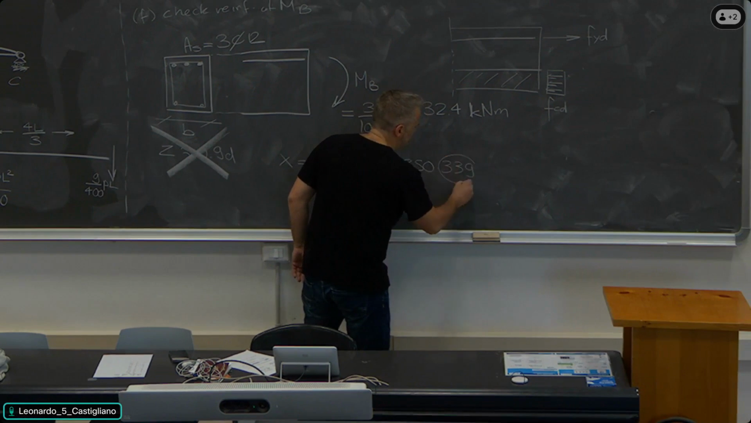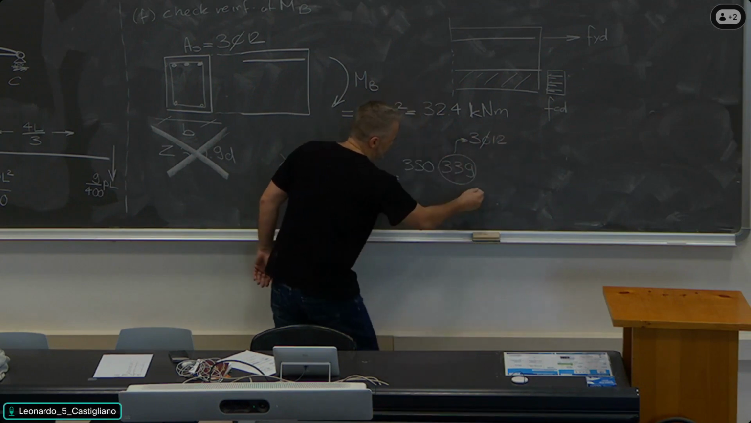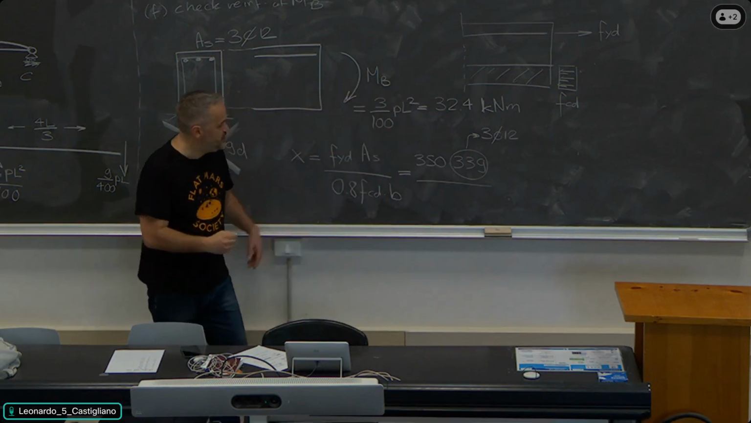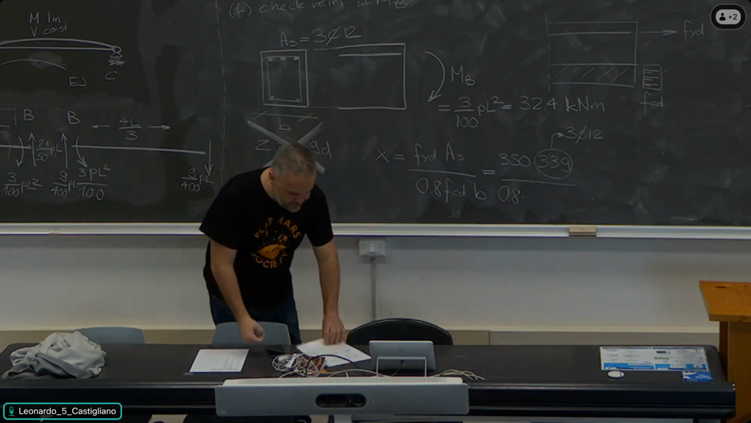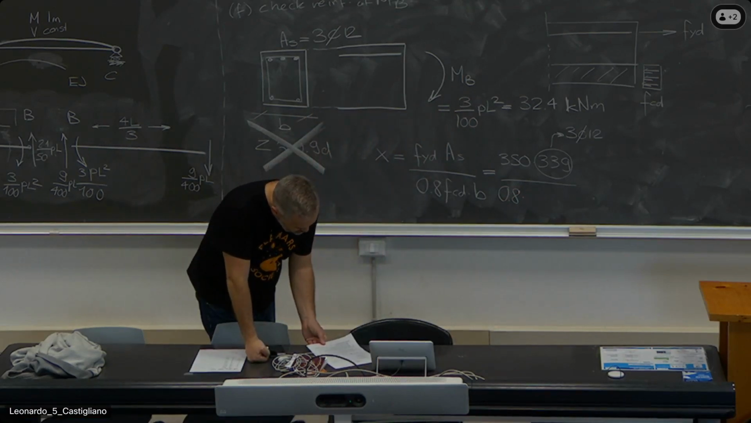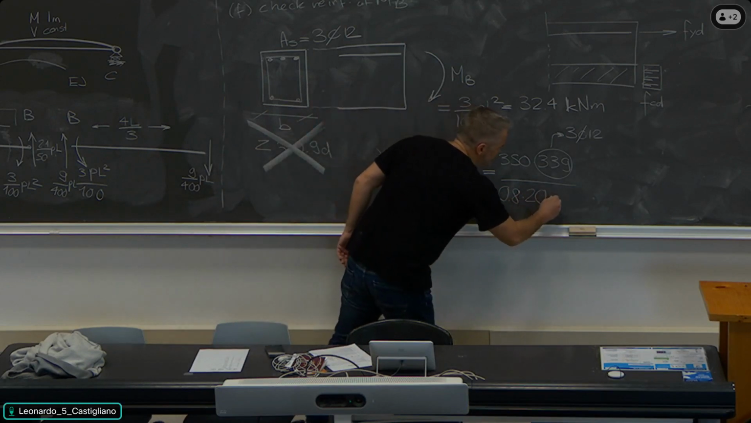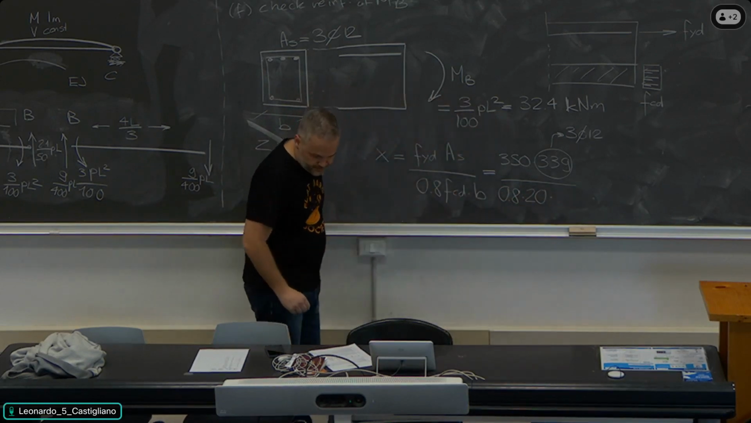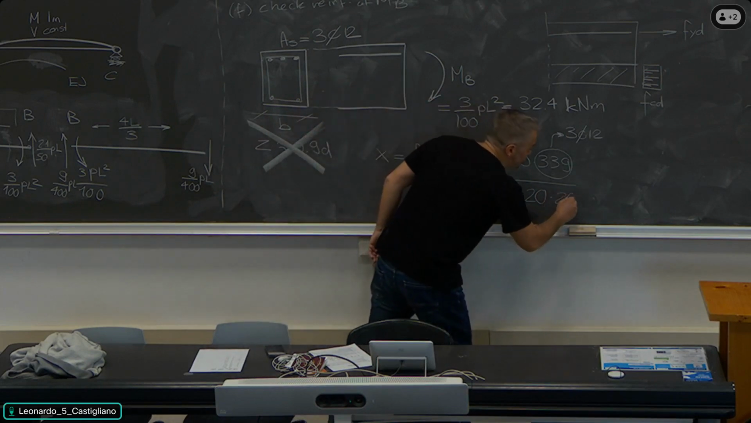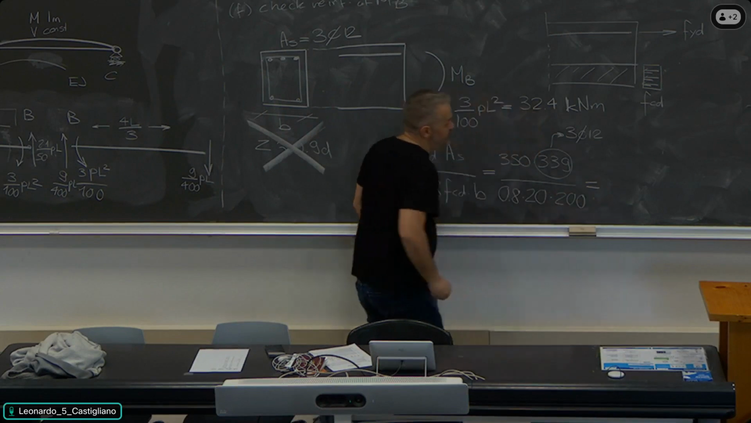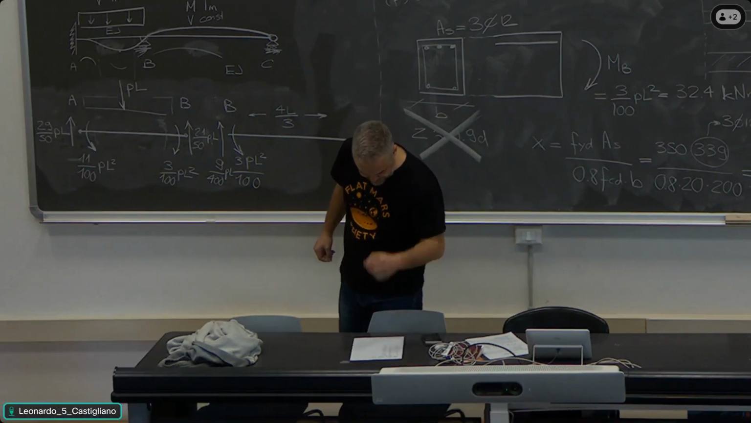I will write it here. This is 3 phi 12. Then 0.8 is 0.8. FCD, 20 megapascals. B, 20 centimeters, which means 200 millimeters. How much is the neutral axis depth? Somebody do the math, please.